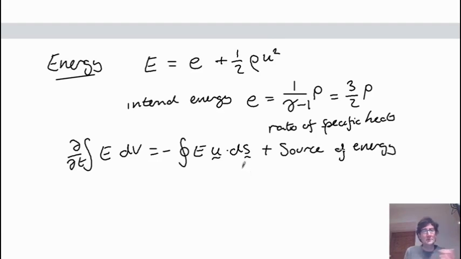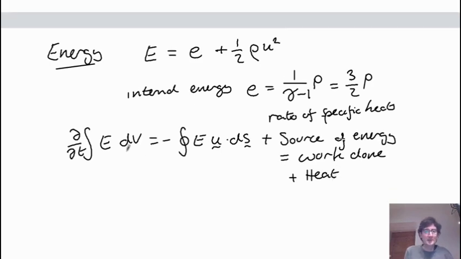So this is some external source of energy which we're putting into the system. And so we can write this essentially as the work done on the system, plus the heat. So going back to thermodynamics, the first law of thermodynamics, you have the change in energy of the system is the work done and the heat that's put into it.